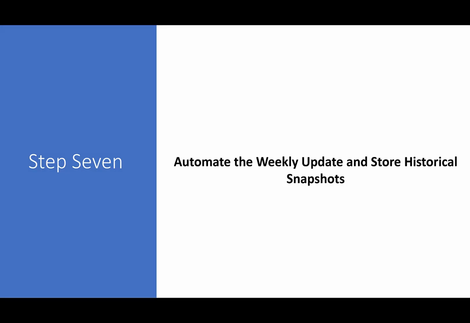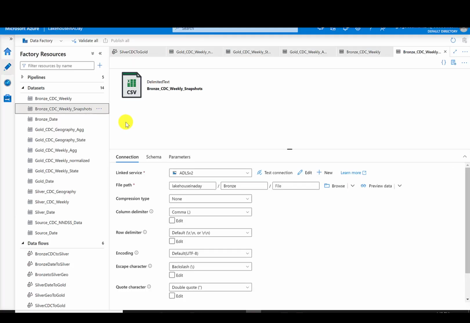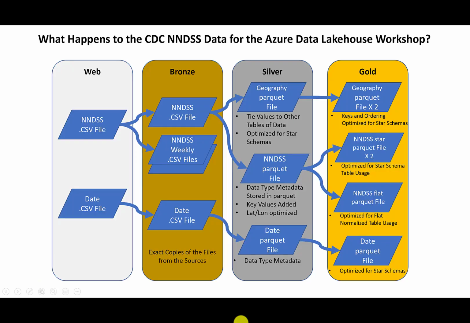And step number 7, automate the weekly update and store the historical snapshots. We'll start by creating a pipeline for the weekly snapshots. Here you can see we already have the data set for the bronze CDC weekly snapshots. We go back to our diagram. We're now adding this landing zone for those weekly snapshots. And that'll just be there as a historical record of what the file looked like each week when the package runs.